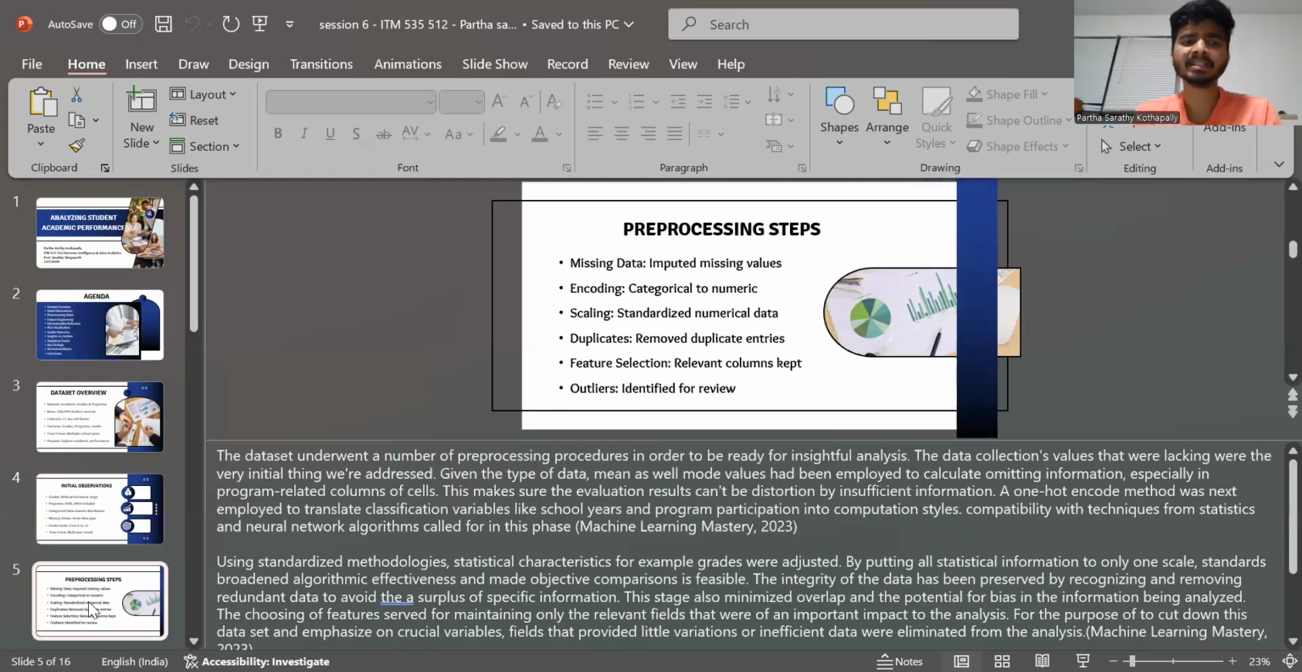Pre-processing steps. The dataset underwent a number of pre-processing procedures in order to be ready for insightful analysis. The missing values in the dataset were the very first thing we addressed. Given the type of data, mean as well as mode values were employed to fill in missing information, especially in program-related columns.